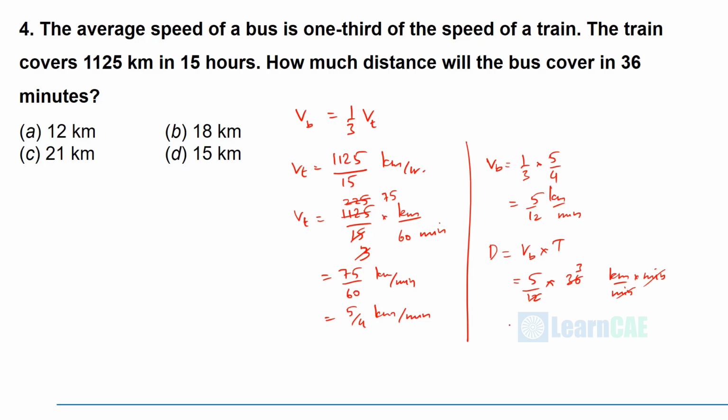This will be 3. So 5 3s are 15 kilometers. The answer is D. Next question.